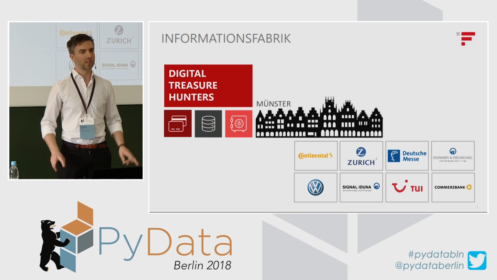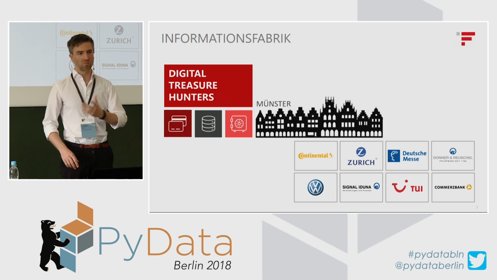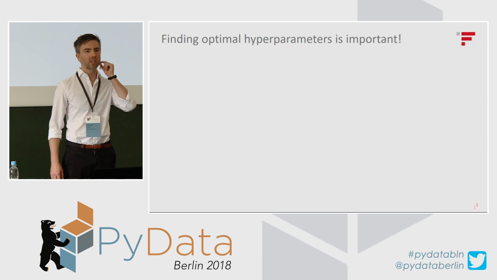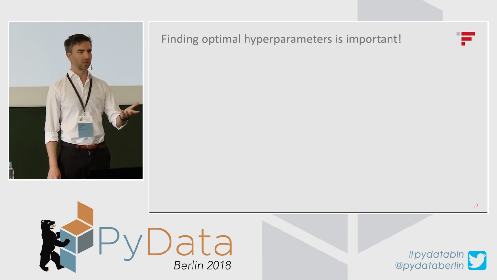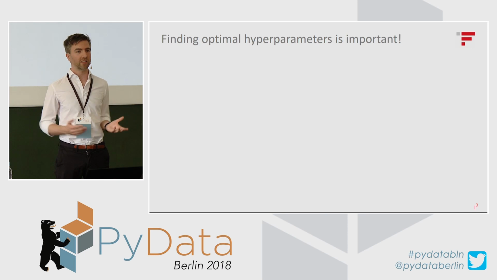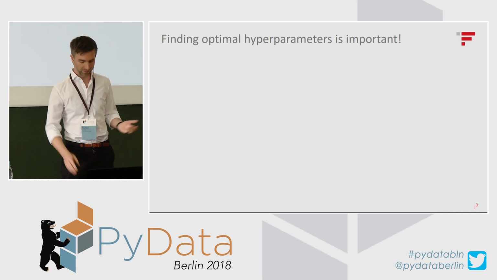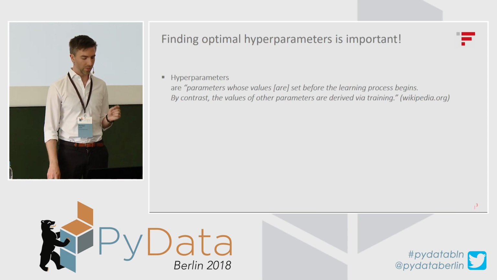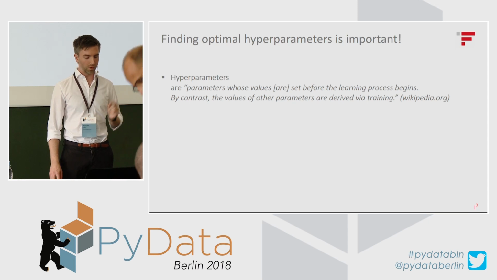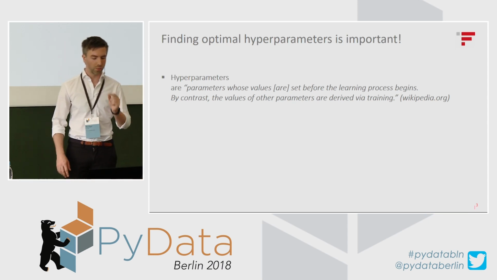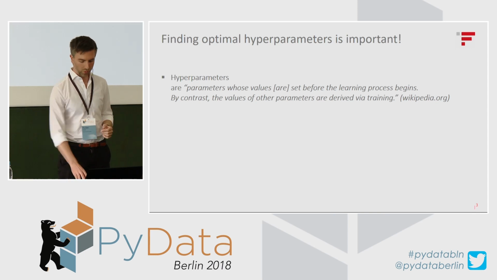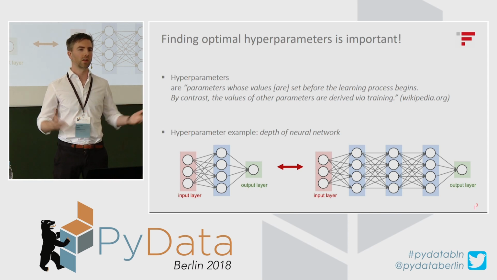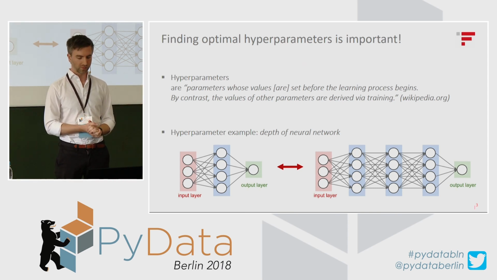And while we do this, we notice several things. One of them is that finding the optimal hyperparameters of our models is important. This being said, some of you might ask yourselves, what is a hyperparameter though? Let's ask Wikipedia. Hyperparameters are parameters whose values are set before the learning process begins. By contrast, the values of other parameters are derived via training. One example would be the depth of your neural net. You don't train that during the training process, you set this before: a hyperparameter. And there are many others. Just one example.